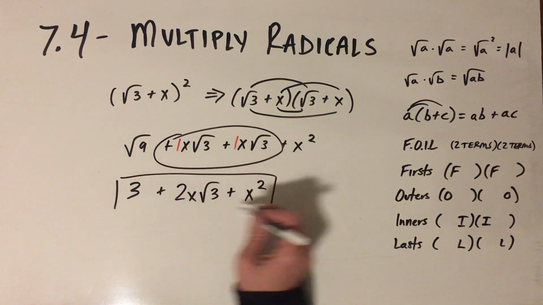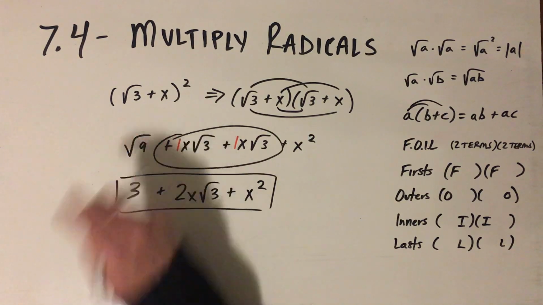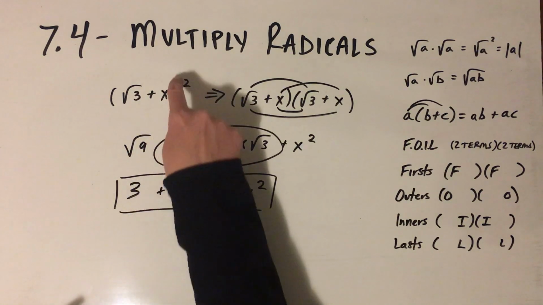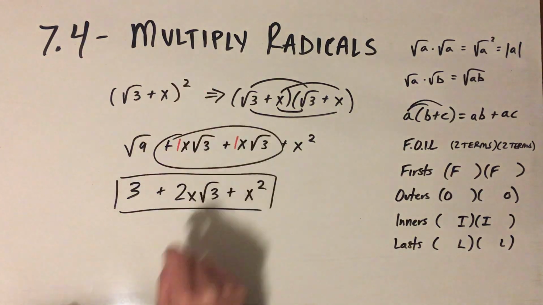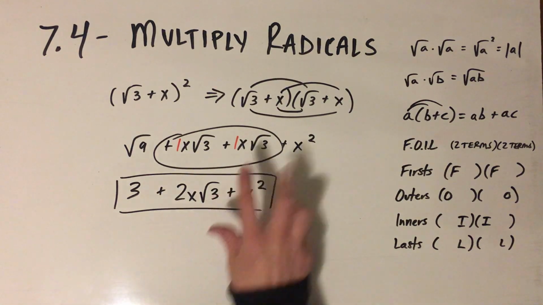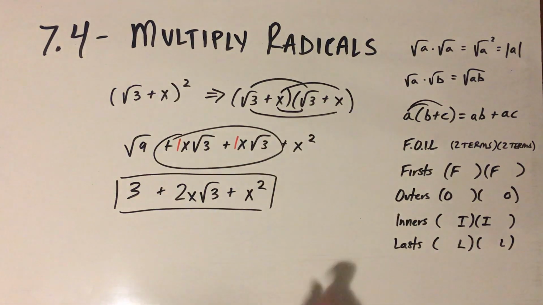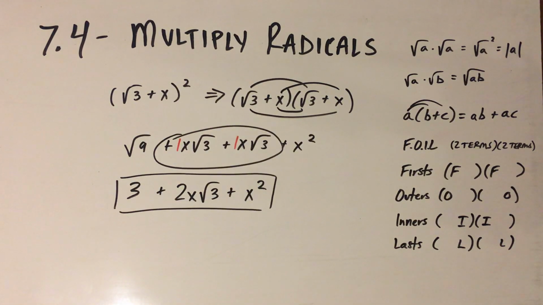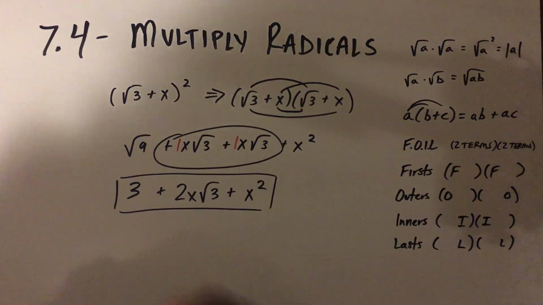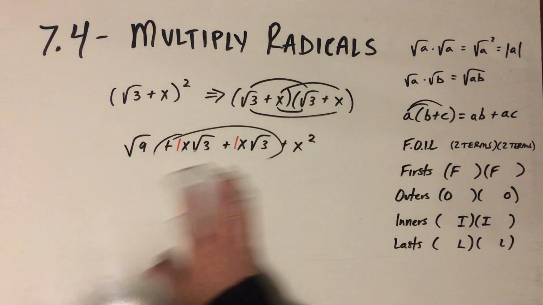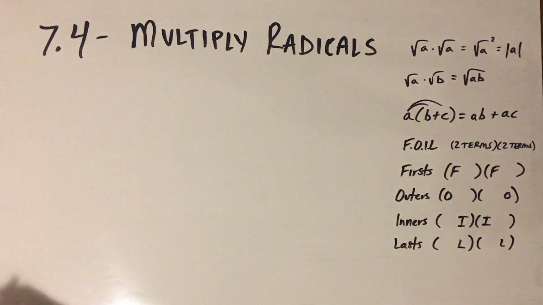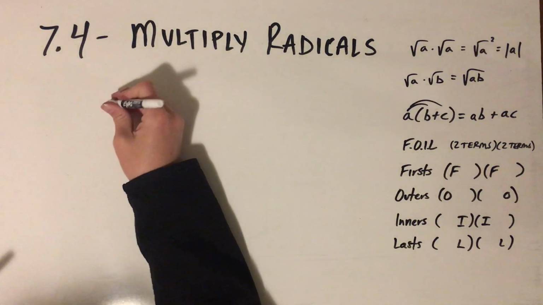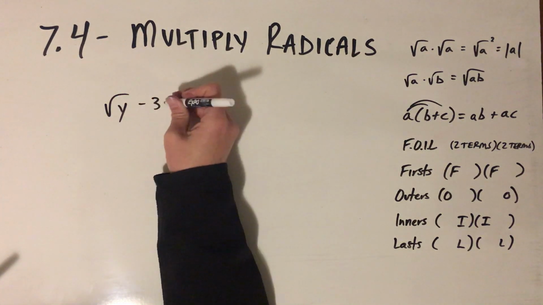So this would be expanding a 2-term radical. Remember, I can't just say that that's 9 and x squared because I'd be missing this middle term right here. I've got to expand it and FOIL. Follow through with the FOIL. Okay, this is true if I have a plus here or if I have a minus here. That doesn't change anything. So if I had a minus, it might look something like this. The square root of y minus 3x.